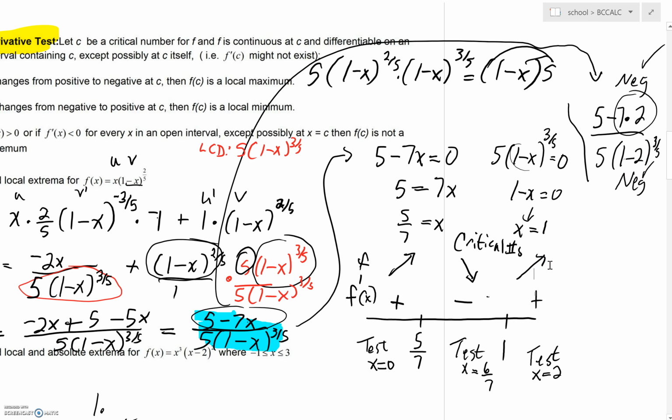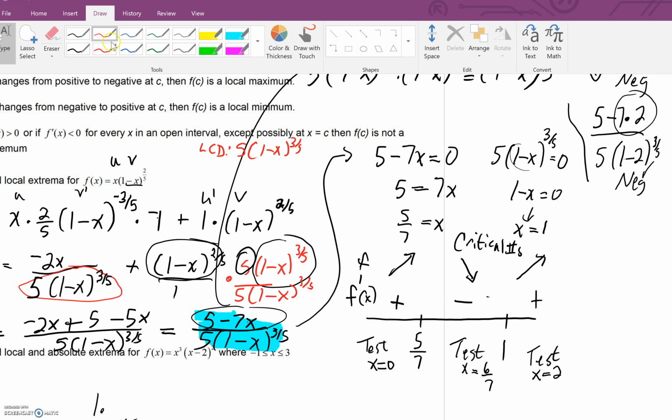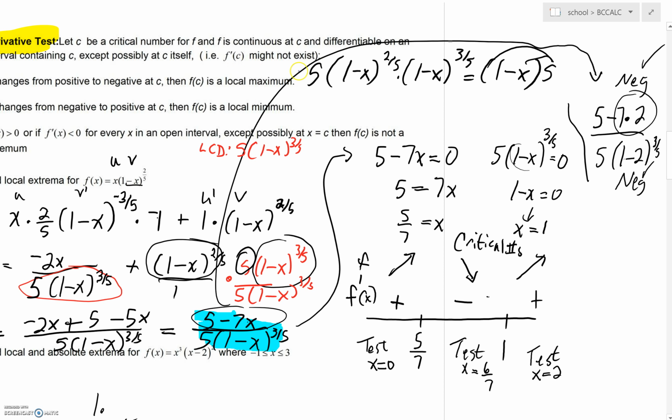Please realize that is necessary. When you're plugging in a value, you have to check the numerator and you have to check the denominator. But more to the point, this is what the first derivative test is all about. You now know your function's going up and then it's going down. Look at that. This is a top of the mountain. Look, the arrows show you that.